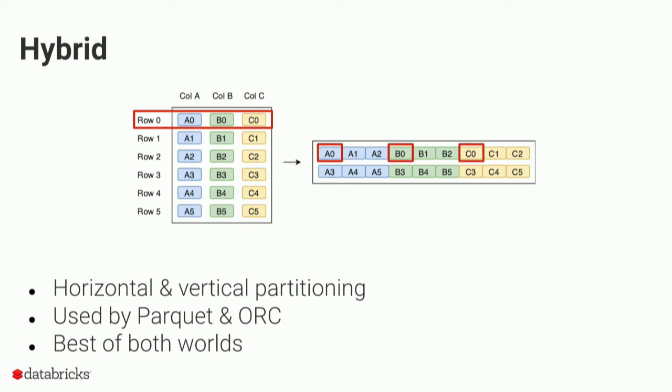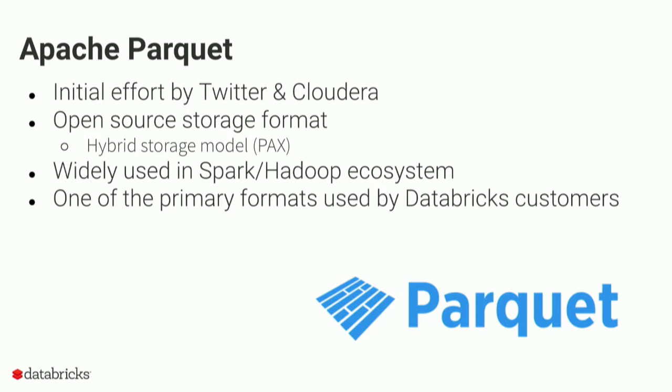This is used by Parquet and other columnar formats, such as RC, and basically it gives you the best of both worlds in the sense that you get the nice locality properties of the row-wise model and the nice I/O properties of the columnar model. So we finally get to Parquet.